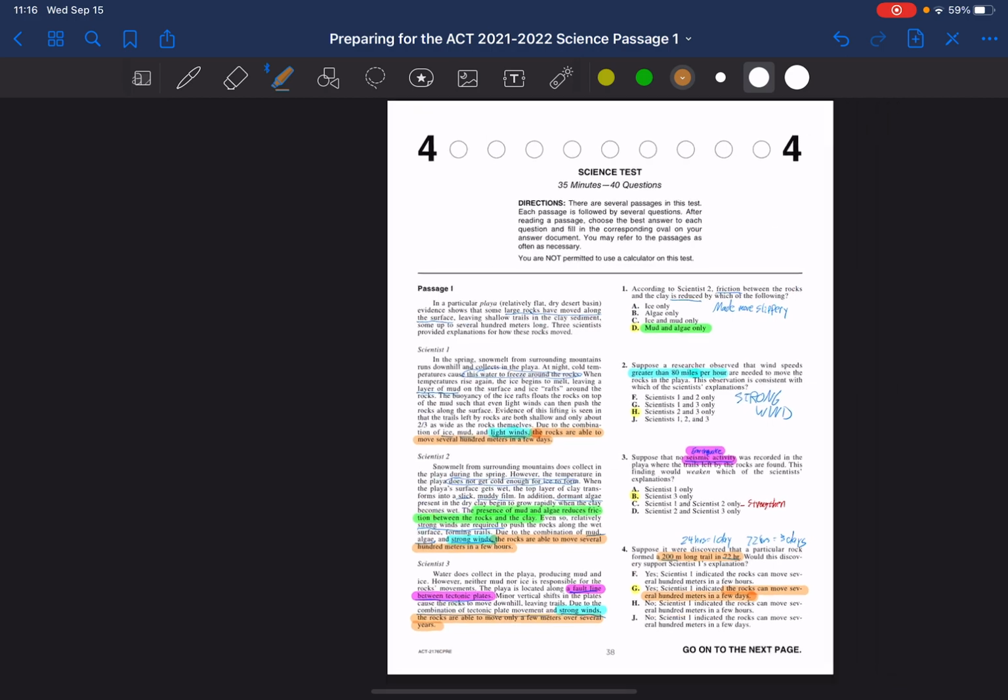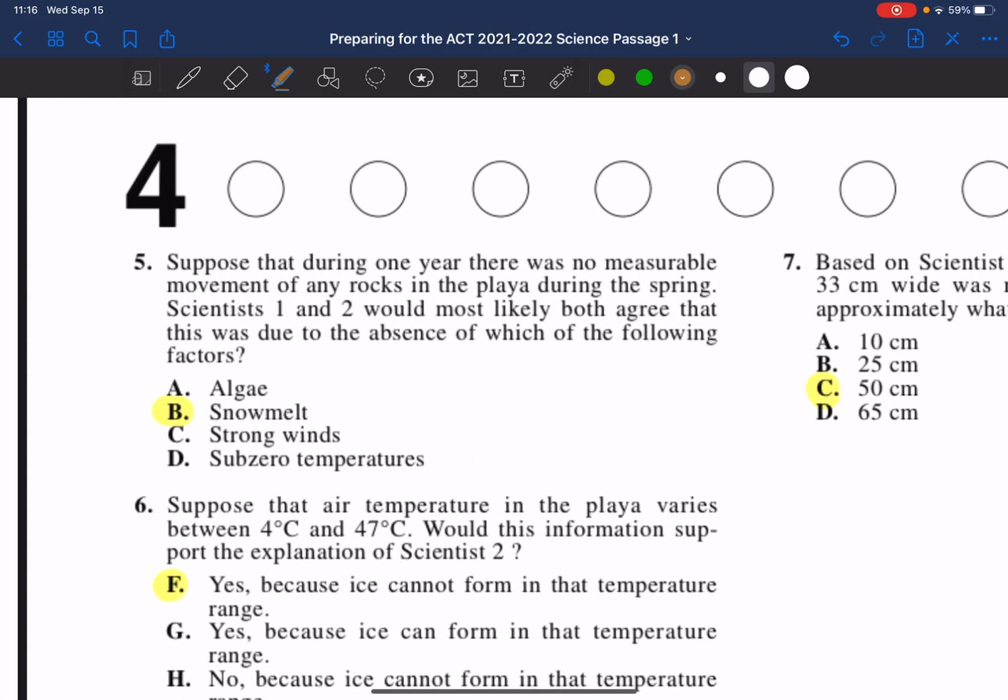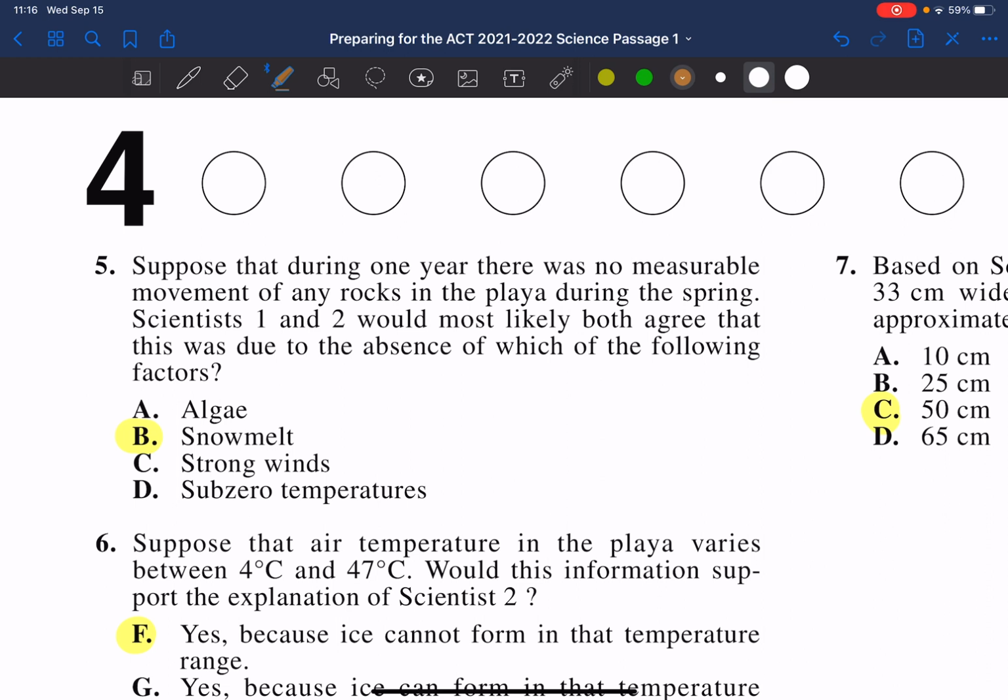Okay. So, looking on to question 5, we'll have to bounce back and forth. That's okay. Suppose that during 1 year there was no measurable movement in the rocks during the spring. Now, it looks like the key phrase here is during the spring. We'll come back to that. Scientists 1 and 2 would most likely agree that this was due to the absence of which of the following. So if we look at our options, we've got algae, snowmelt, strong winds, sub-zero temperatures.